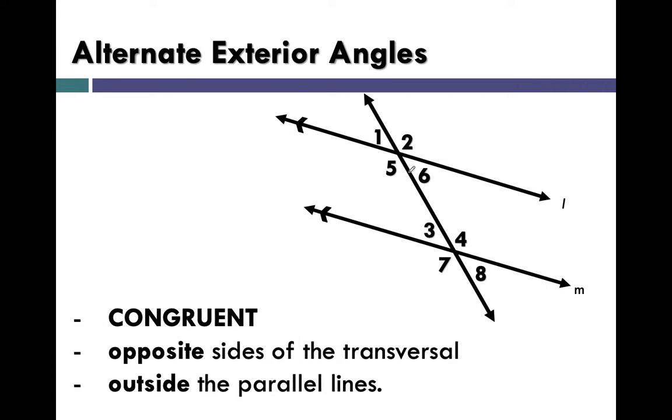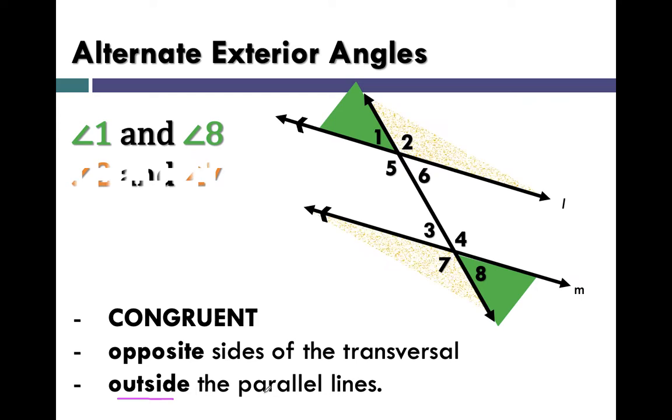And our third and final new pair of angles is called alternate exterior angles. These are also congruent. These are also on opposite sides of the transversal. And the only difference between these and the last ones is that these ones are outside the parallel lines instead of between or inside the parallel lines. An example of alternate exterior angles are 1 and 8 and 2 and 7.